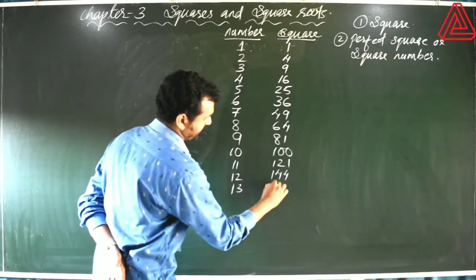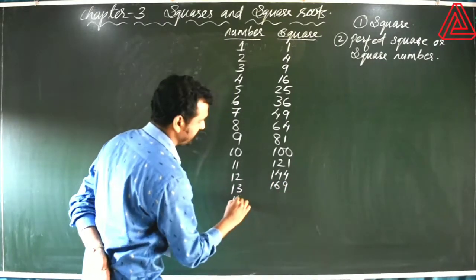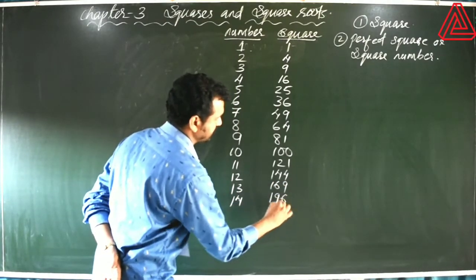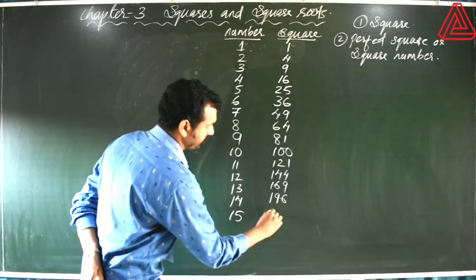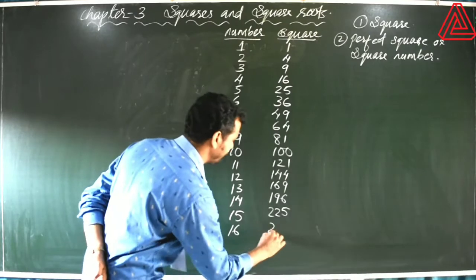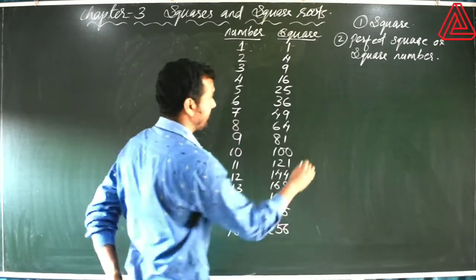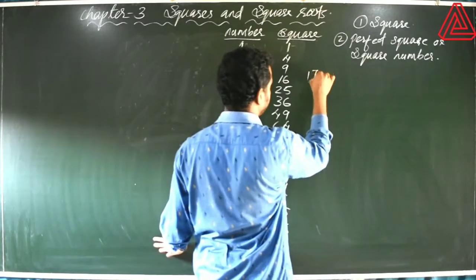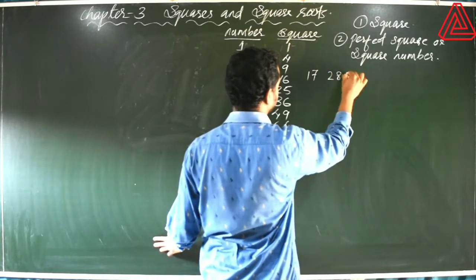13 into 13, 169. 14 into 14, 196. 15 into 15, 225. 16 into 16, 256. 17 into 17, 289.